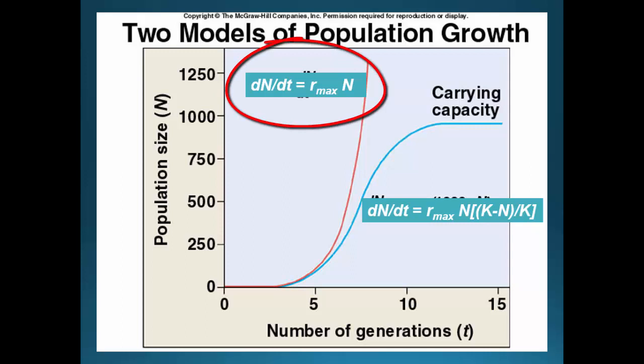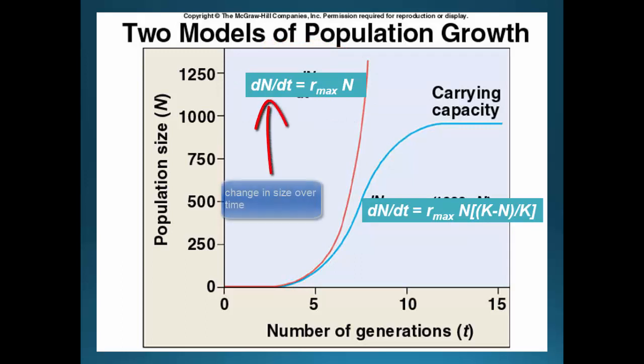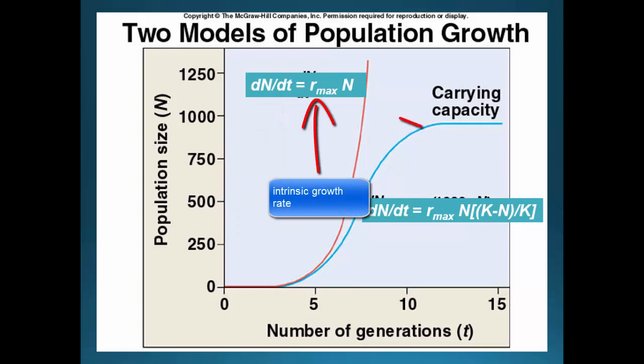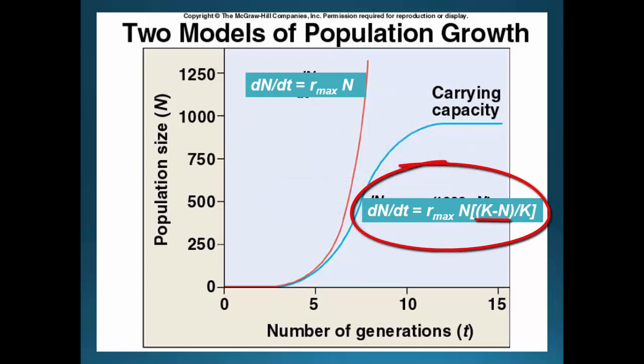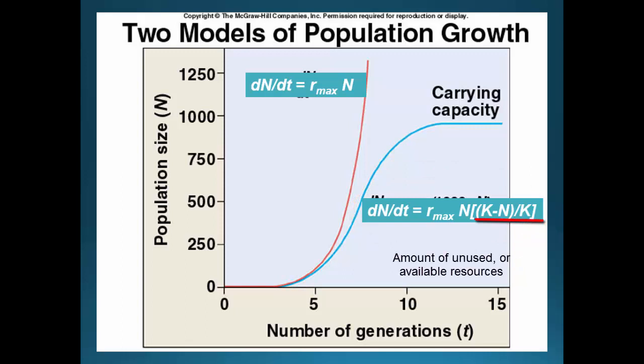The first equation produces exponential growth, as with the cockroaches from earlier that grow quickly to a very large number of individuals. In it, the change in population size over time, dN/dt, is a function of the maximum intrinsic growth rate and the current population size. In logistic growth, the equation is very similar with the exception of this term. The only new variable here is K, or the carrying capacity. This whole term represents the total amount of unused resources, and therefore is a way of including negative density dependence, from here on just density dependence, into the exponential growth equation.